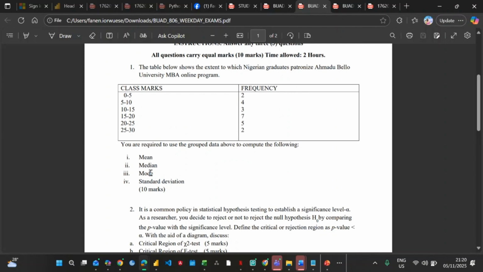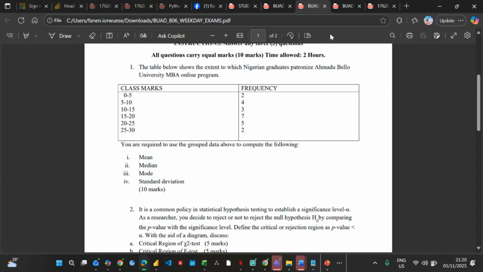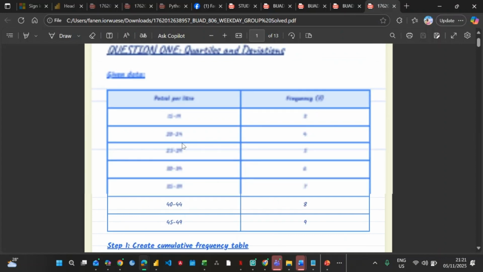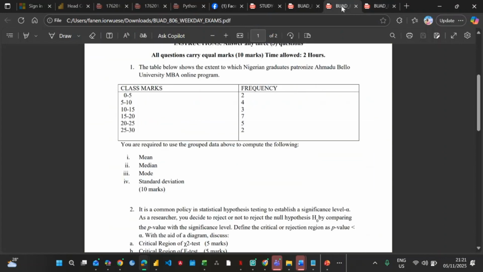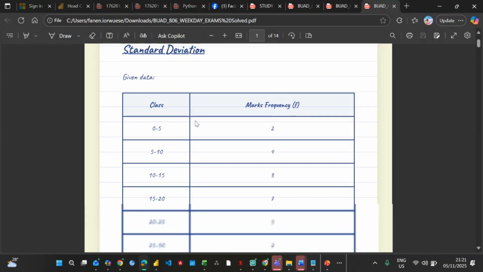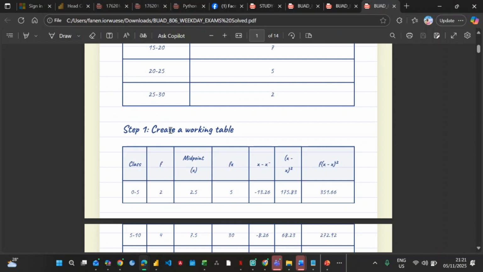So in this question now, it said you are required to use the group data above to compute the mean, the median, the mode, the standard deviation, everything, 10 marks. That question is as simple, abi? 10 marks like this, just to do the mean. So what happens here now is you now have to solve this. So by solving this, we are calculating the mean.